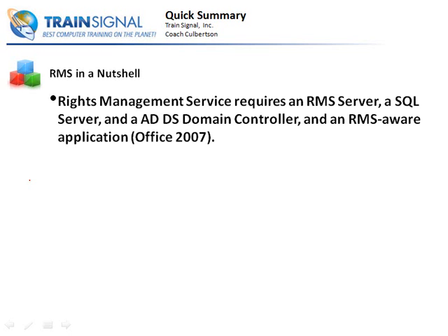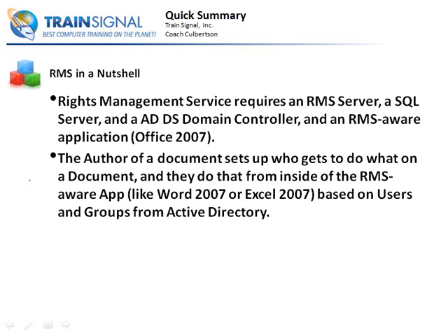Office 2007. The author of a document gets to set up who gets to do what on a document, and they do that from inside of the Rights Management Services-aware application like Word 2007 or Excel 2007. And they decide, based on users and groups from Active Directory, who gets to do what with that particular file.